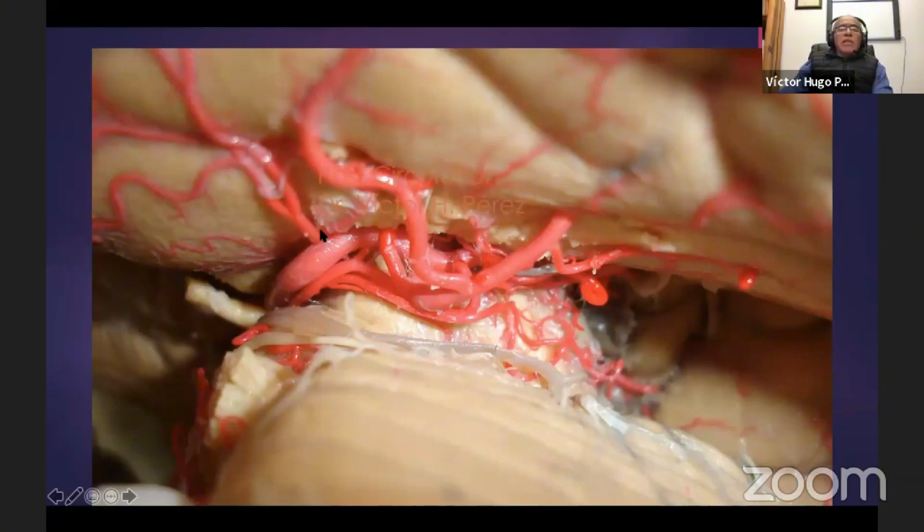Here we have some branches of segment P2 of the posterior cerebral artery. These are the anterior temporal, middle, and posterior temporal arteries coming from the posterior cerebral artery. And here we have another beautiful branch that is coming most of the time from P2. This is the posterior choroidal artery. We divide it into posteromedial and posterolateral choroidal arteries.